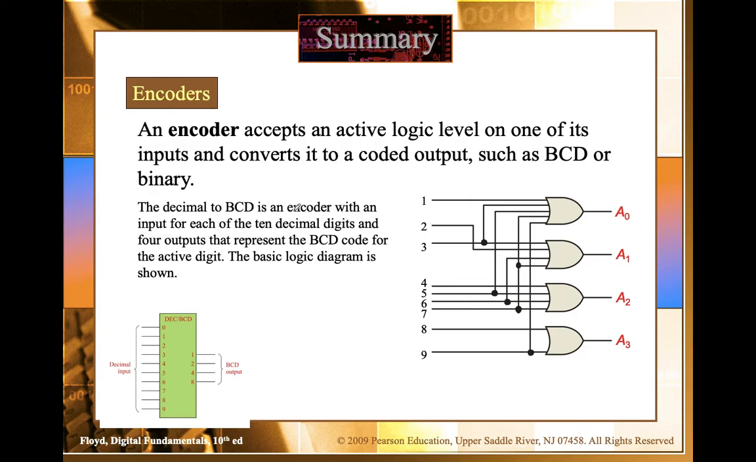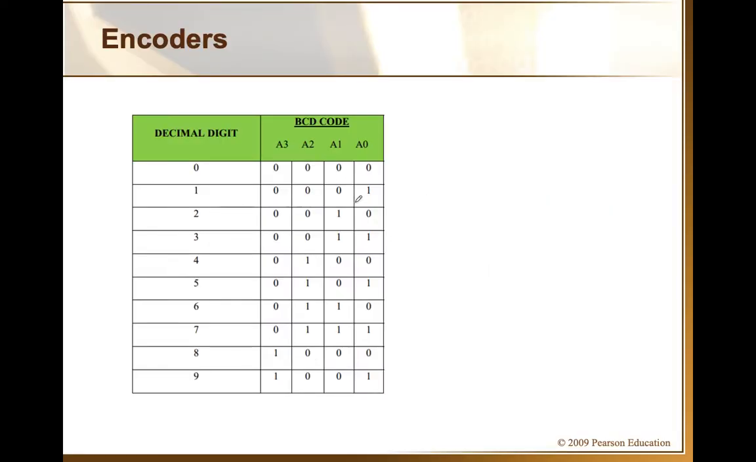The decimal to BCD is an encoder with decimal inputs and BCD output. One of the lines will be active, 5 for example. 5 is a decimal number, so accordingly a code will be generated for 5. What would be the code for 5? If you start from MSB, 0101. I think it's pretty simple logic. This is the logic diagram for this circuit. It is based on the truth table, which is here.